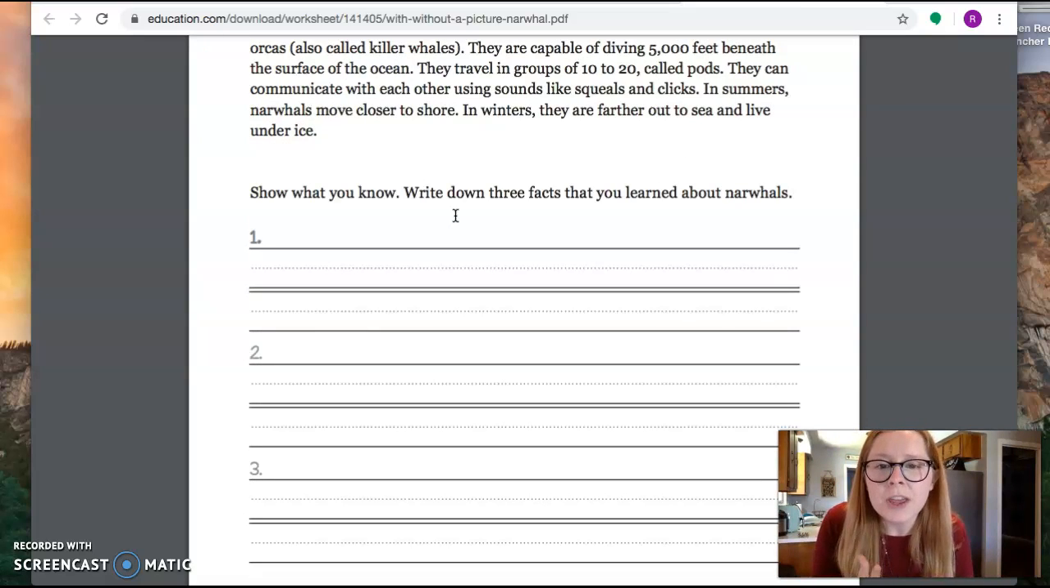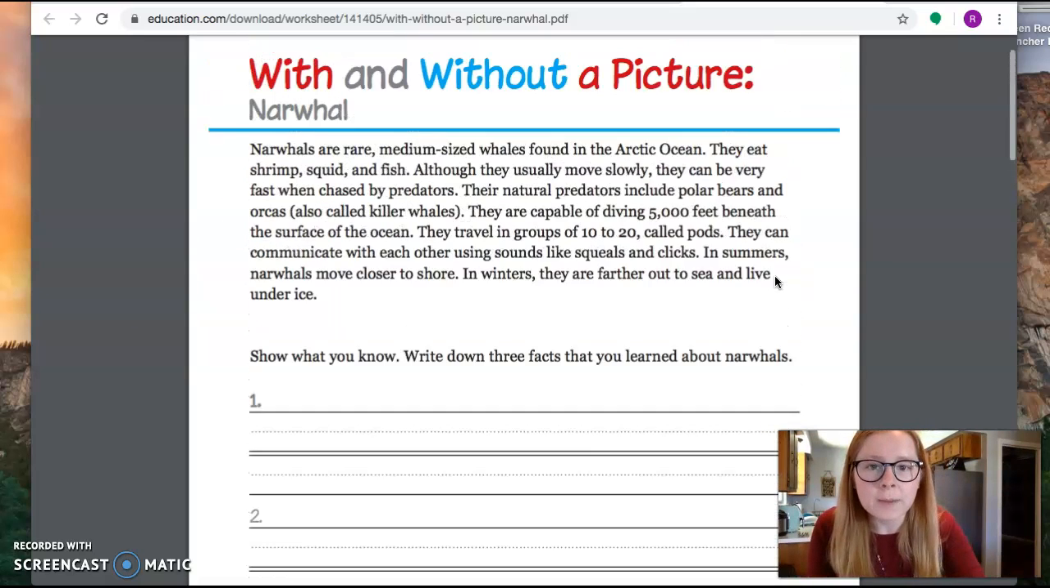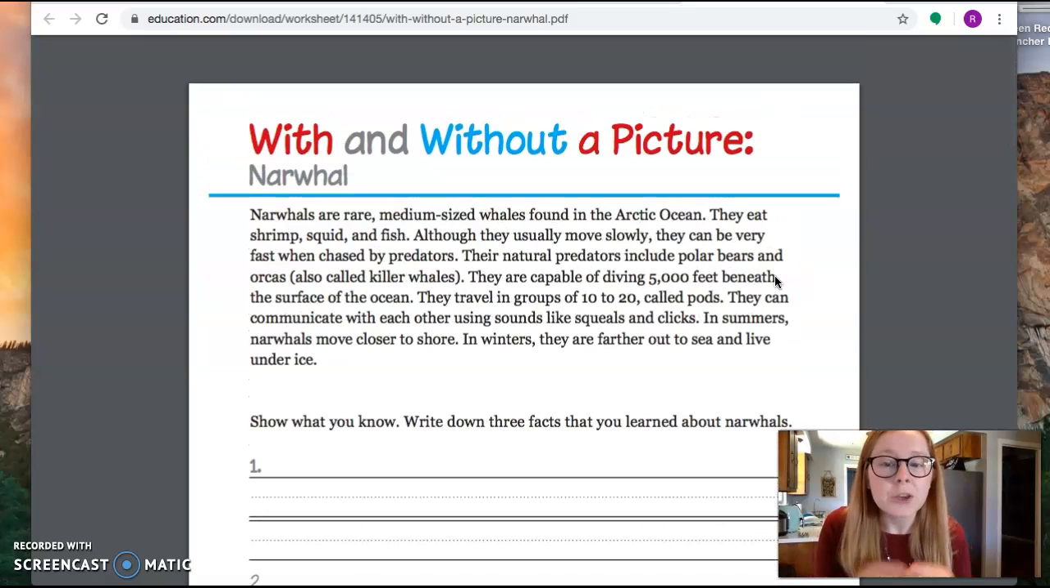So I want you to think of 3 facts that we just learned about narwhals. So you can pause it and you can jot them down, or you can tell them out loud to the person that you're watching this video with. But go ahead and pause it, or if you need, I'll scroll back up so you can pause it on here and look. You can look back in the passage and find 3 facts about narwhals that you learned.